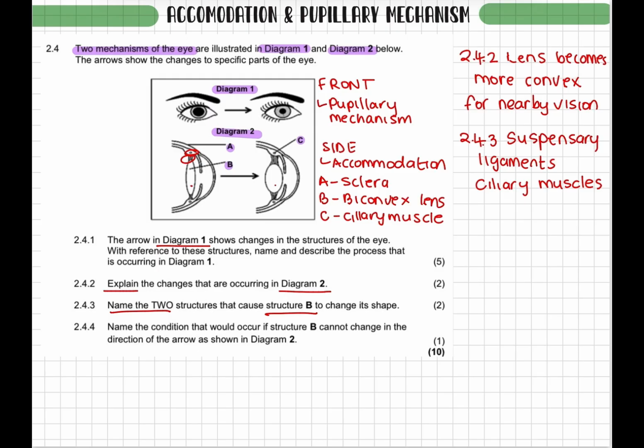Now on to the last question. It says name the condition that would occur if structure B cannot change the direction of the arrow as shown in diagram 2. So we did note that diagram 2 is for nearby vision. So if a person is unable to change to the changes shown in diagram 2, it means they will only be able to see objects that are far, and we call that long-sightedness. So we're done with this question. We can move on to the next one.